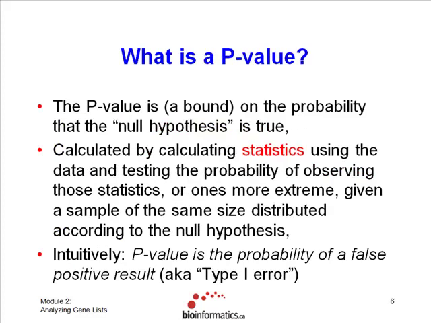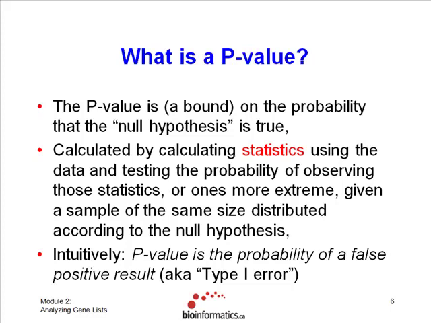Okay. So this is probably text you've seen in a statistics book before, but in a complicated way of saying it, the p-value is a bound on the probability that the so-called null hypothesis is true. And the null hypothesis is essentially saying that whatever it is that you're testing for, in this case enrichment, there's no enrichment there. So that there's the same distribution of annotation in the genes outside your list as the genes inside your list. And that's a very common null hypothesis, right? And it's calculated by calculating statistics using your data. And for testing the probability of observing these statistics or ones more extreme, given a sample the same size distributed according to the null hypothesis.